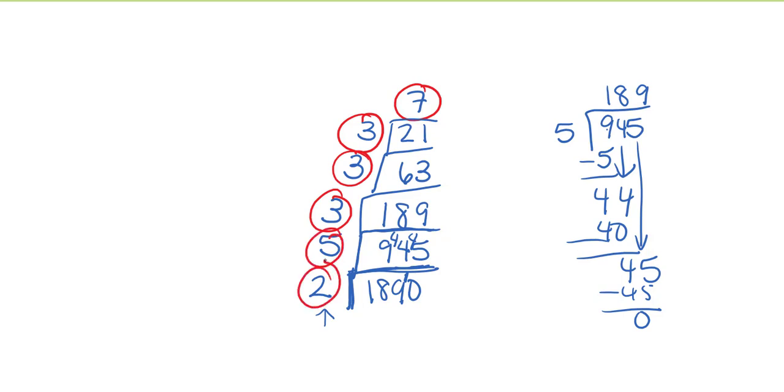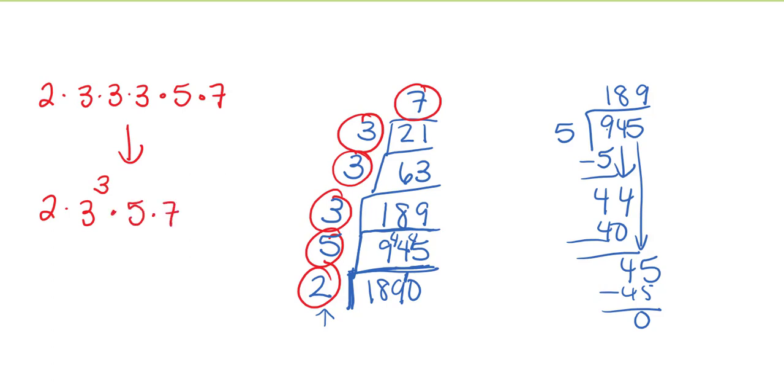So let's rewrite this. So we have 2. Let's go with the 3s. How many 3s do we have? We have 3 3s. 1 5 and 1 7. So let's rewrite this with the exponents. So we have 2 times 3. We only have 1 2. So we have 3 3s. So we're going to say we have 3 as our base number, and we're going to have 3 copies of 3. Then we have 5 times 7. And that would be the prime factorization of 1890.